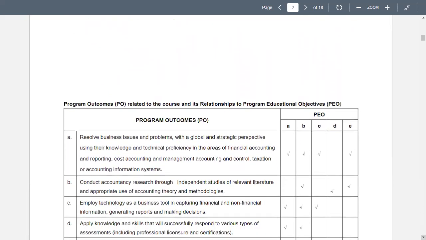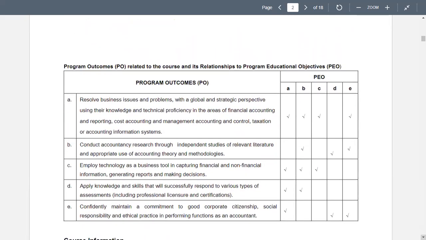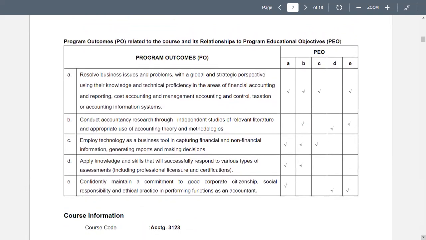Now we have the program outcomes related to the course and their relationships to the program educational objectives. We have those stated above and how they would be connected to our program educational objectives. Again, take note that almost all of these, except very few, are not connected to each.